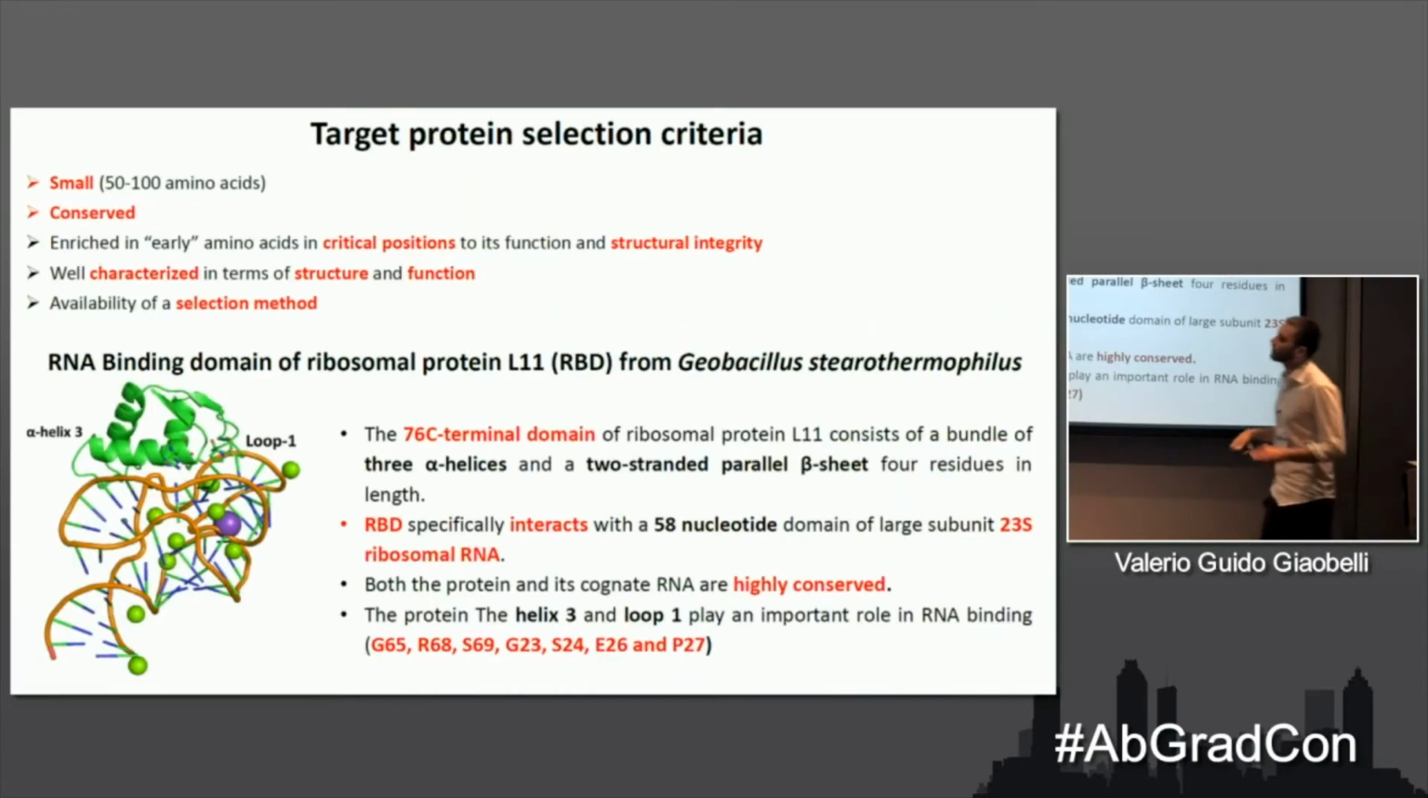Okay. So the first step was the selection of the target. To do this, we have to follow some strict criteria. The first one: the target should be small, between 50 and 100 amino acids. This is more related to the practical part, because if we have a protein of more than 100 amino acids, we will generate a library of more than 10 to the power of 30, 40 mutants, and it's impossible to manage this kind of library in a practical way.